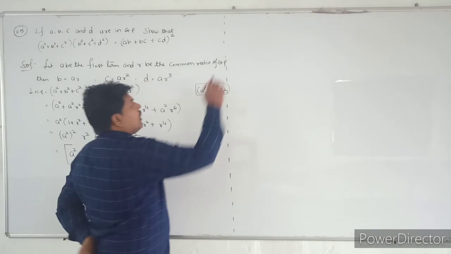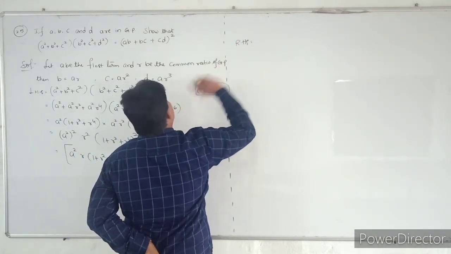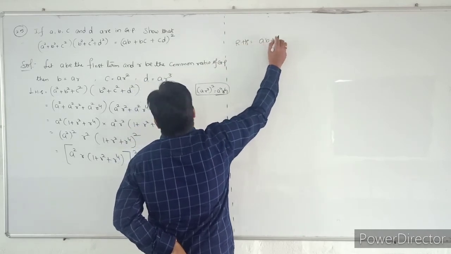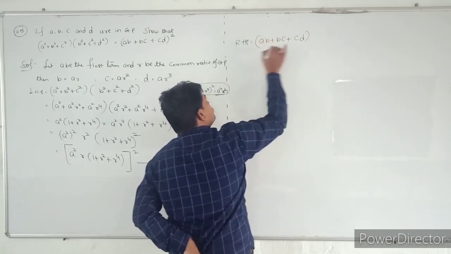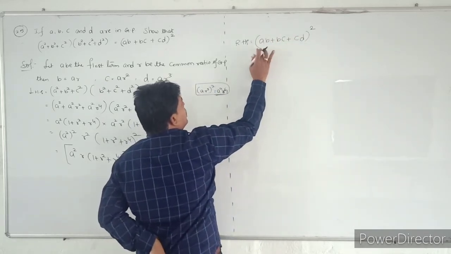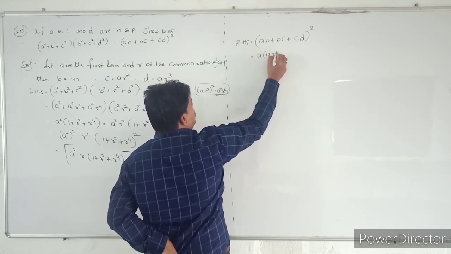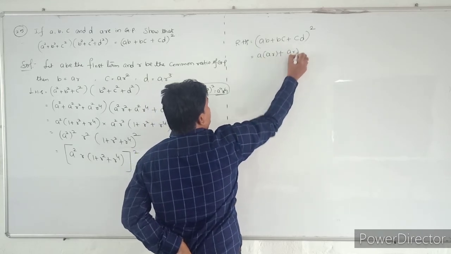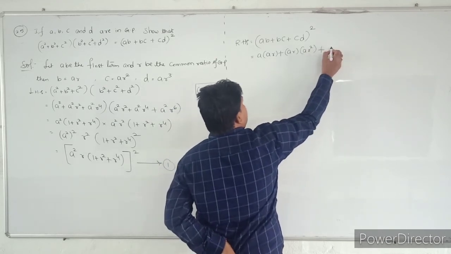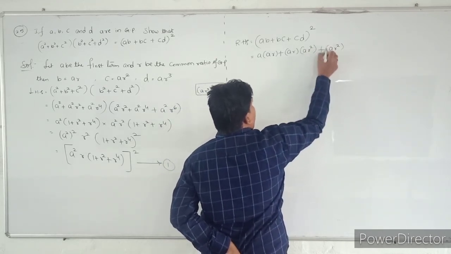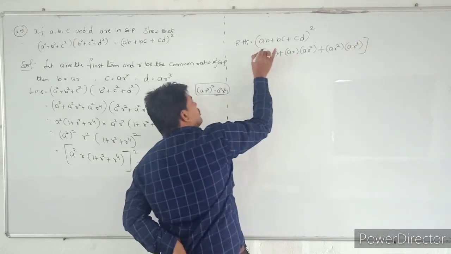Similarly, I will take the RHS value also. What is the RHS? AB plus BC plus CD whole square. A value is the first term, B value is AR, C value is AR square, and D value is AR cube. So you can take the whole square here.